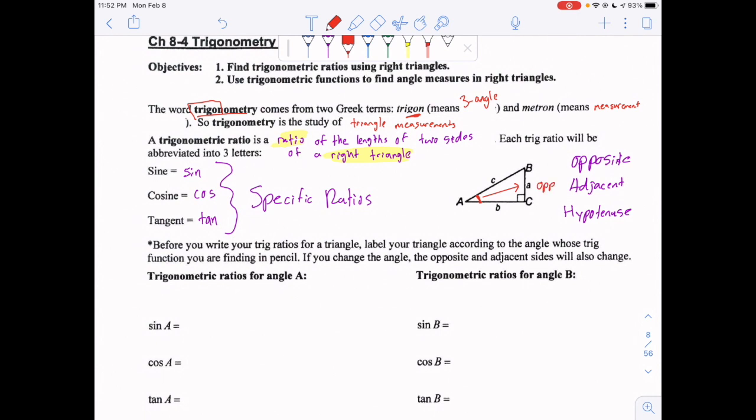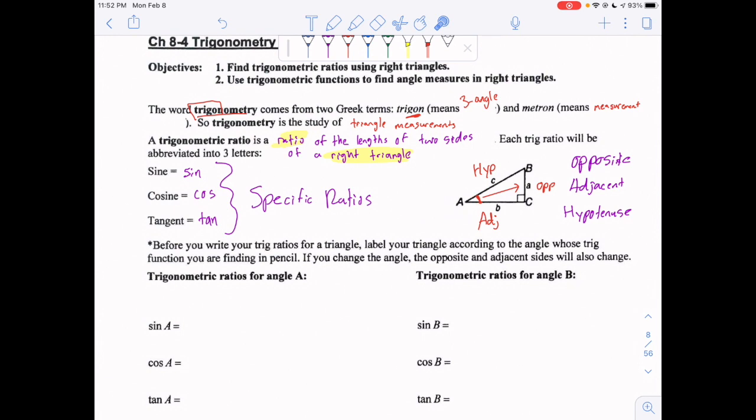The word adjacent again means next to. So what's next to angle A? Well, you have 2 choices, C or B is adjacent to angle A, but it's pretty obvious that C is the hypotenuse, right? Again, hypotenuse is opposite the 90 degrees, thus making side B your adjacent. So just some breakdowns on how we name certain sides in regards to your angle.